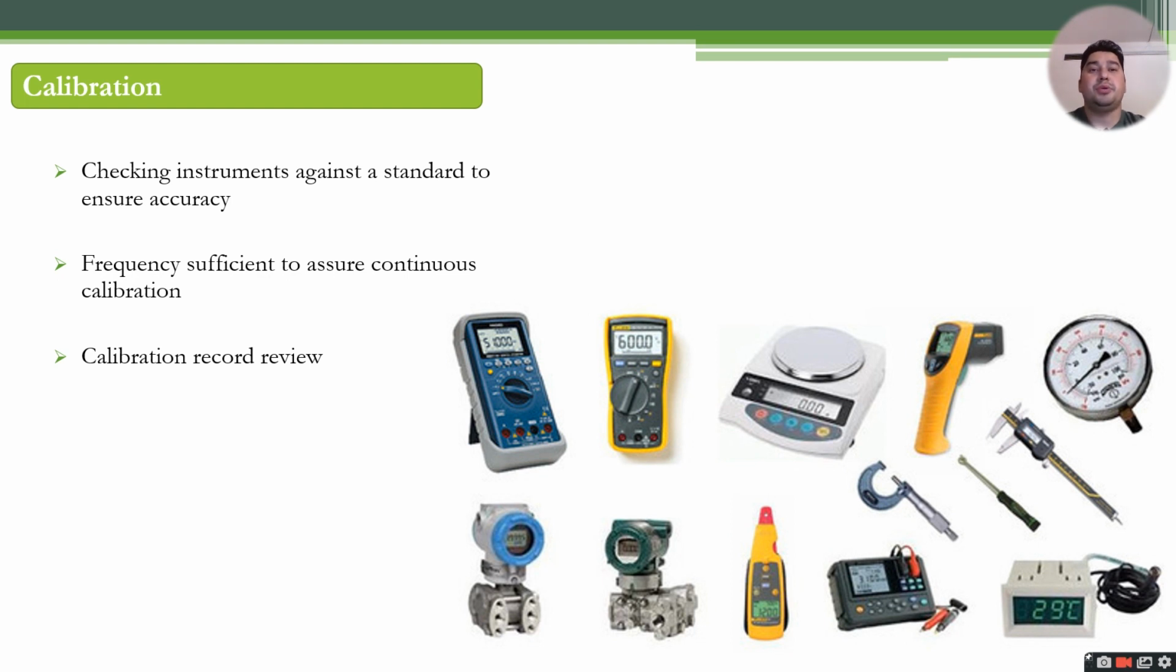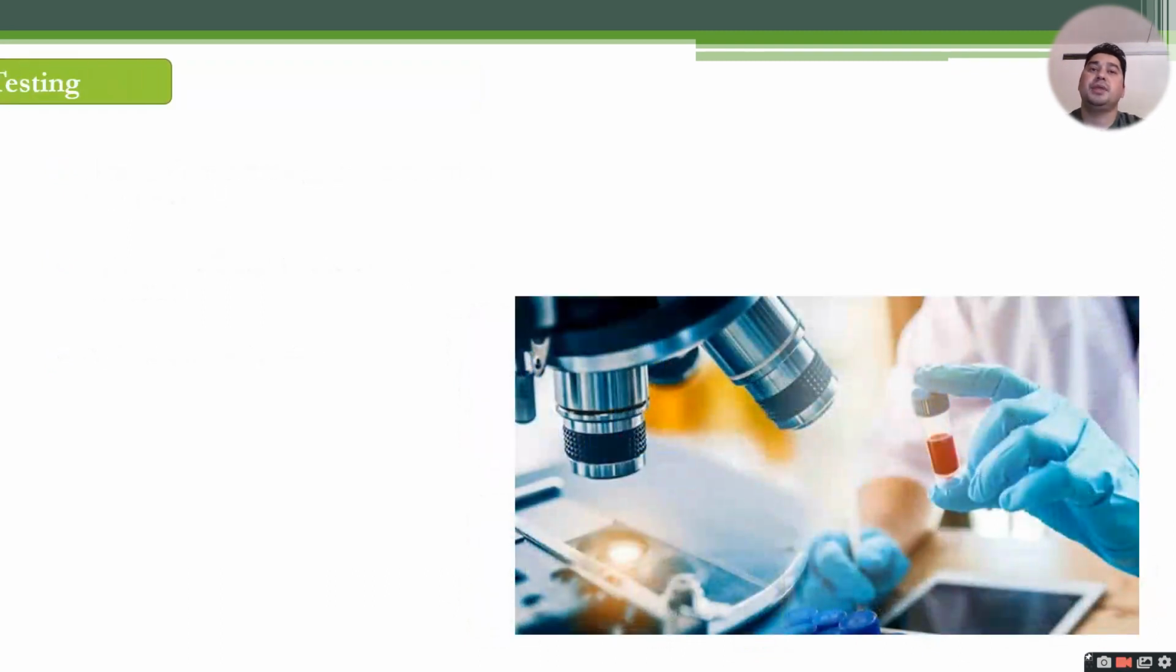Calibration records need to be reviewed. You can take some samples of the calibrated equipment and verify those with the calibration record. And there should be a master list of calibration where all the calibrated equipment should be listed, and the calibration date and calibration due date should be listed over there.